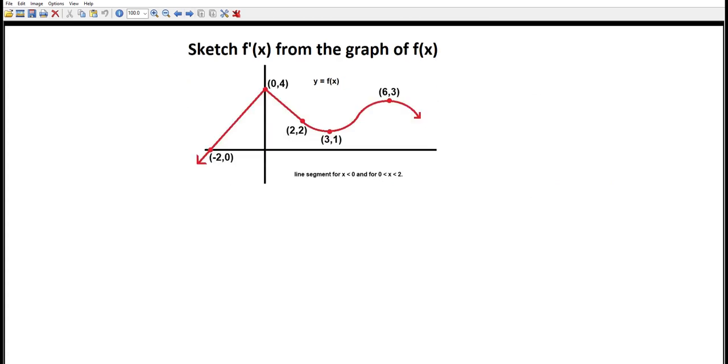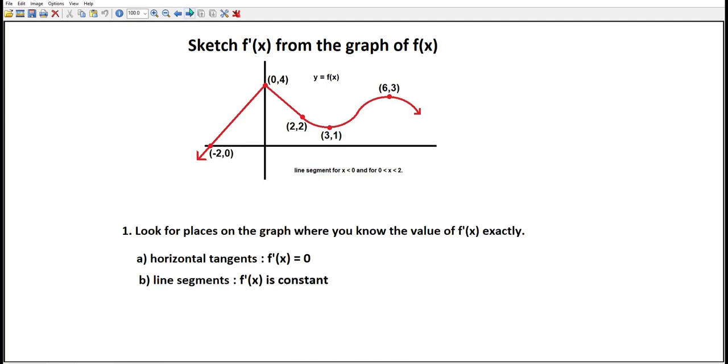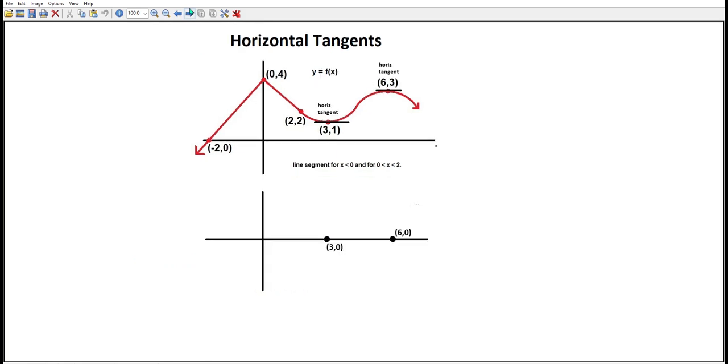Now let's sketch the graph of f prime of x based only on the graph of f of x. In such situations, you want to look for places where you know the derivative exactly, and such places include horizontal tangents, and if there are line segments on the graph. Those will be good because we know that the slope of that segment will be the derivative on that entire segment. Okay, so we start with the horizontal tangents.